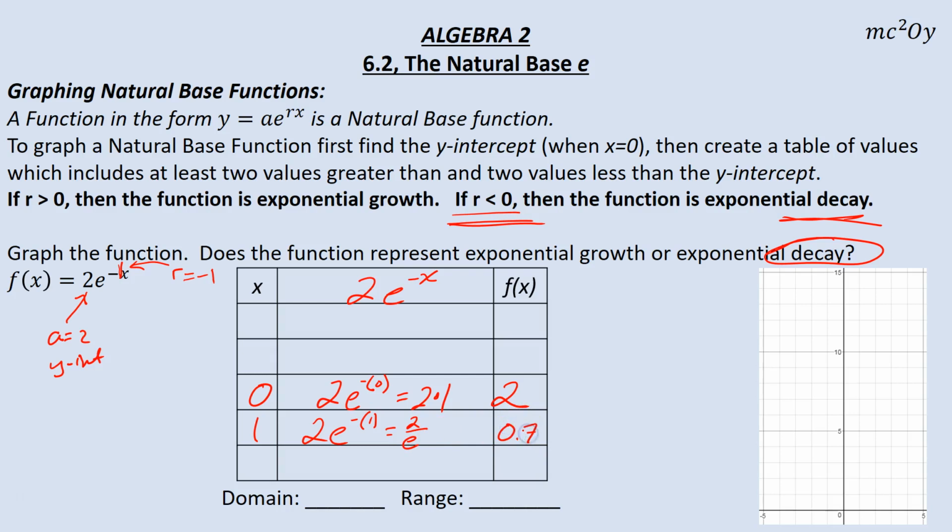which is 0.7. Let me finish this and I'll point that out. 2 times e to the negative 2 is 2 over e squared, which is 0.3. 2 times e to the negative, negative 1, which is actually positive 1, so 2 times e to the first, which is 5.4. And then 2 times e to the negative, negative 2, which is actually 2 times e squared, which is approximately 14.8. So if I'm graphing those, I'm at negative 2, 14.8-ish, negative 1, 5.4-ish, 0, 2, 1, 0.7, and there we go.